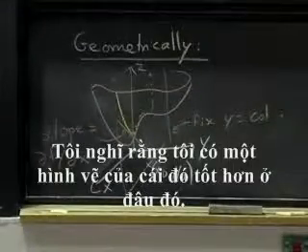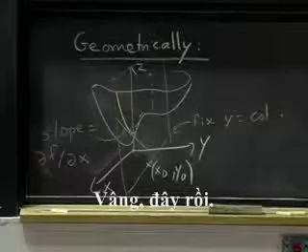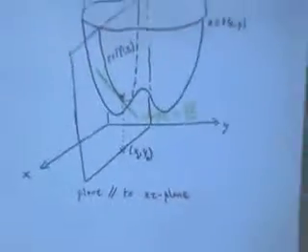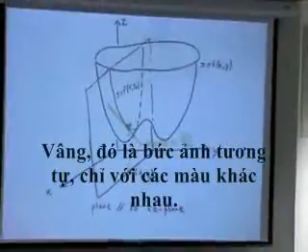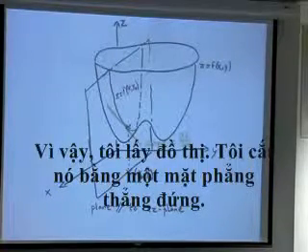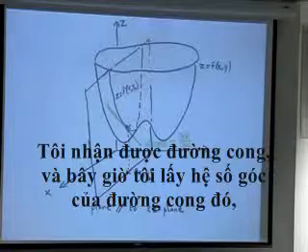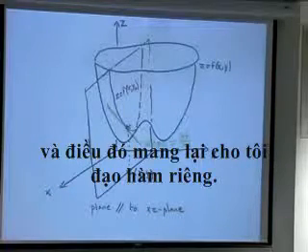I think I have a better picture of that somewhere. Yes, here it is. That's the same picture, just with different colors. So I take the graph, I slice it by a vertical plane, I get a curve, and now I take the slope of that curve, and that gives me the partial derivative.